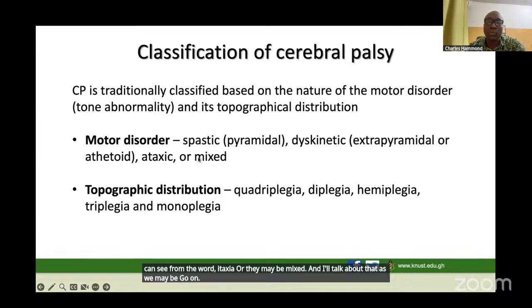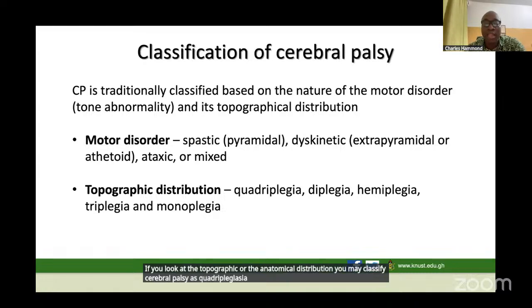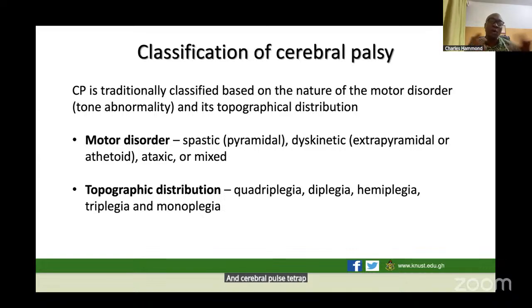If you look at the topographical or the anatomical distribution, you may classify cerebral palsy as quadriplegia, where all 4 limbs are involved. And please note that we are not saying tetraplegia. We are saying quadriplegia. We tend to want to use the term quadriplegia rather than tetraplegia in cerebral palsy. Tetraplegia is broad. It means all 4 limbs. But quadriplegia is specifically used when it comes to the 4 limbs in cerebral palsy.